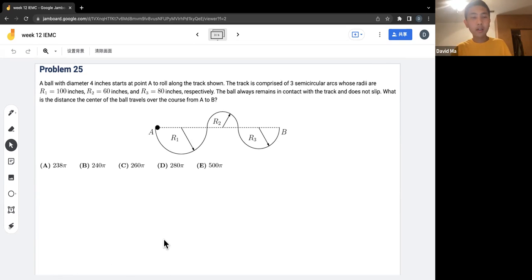All right. Let's look at this question. A ball with a diameter of 4 inches. I'm just gonna draw.